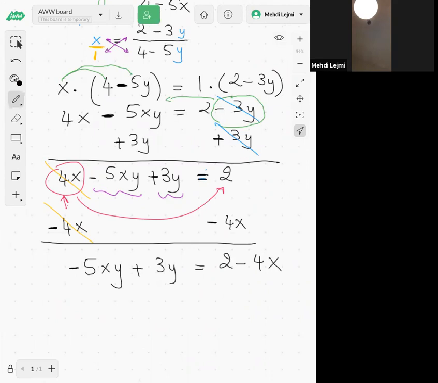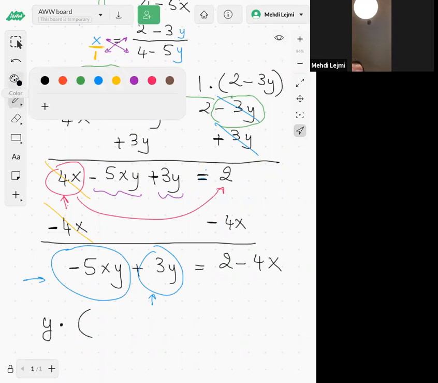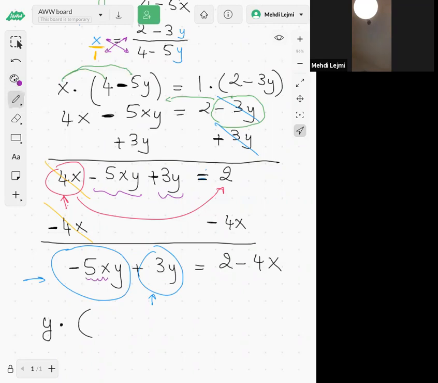All right, now I got all the y's on the same side and everything else on the other side. So now, as you can see, my y is a common factor. If my y is a common factor, I'm happy because I can factor out the y. So you pull out y, and you are left with minus 5x. There's a plus, so I'm going to put a plus. And you pull out y here, then you are left with 3, right? So this is plus 3. And on the right side, it's just the same thing, 2 minus 4x.